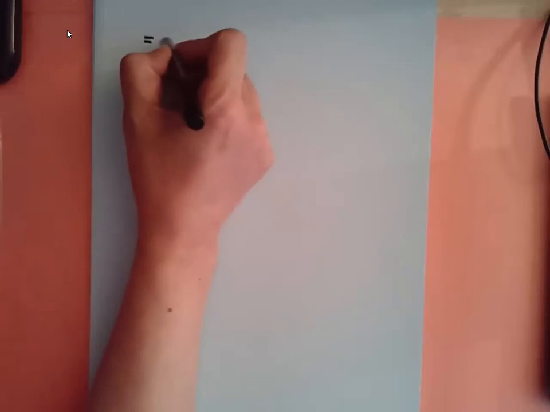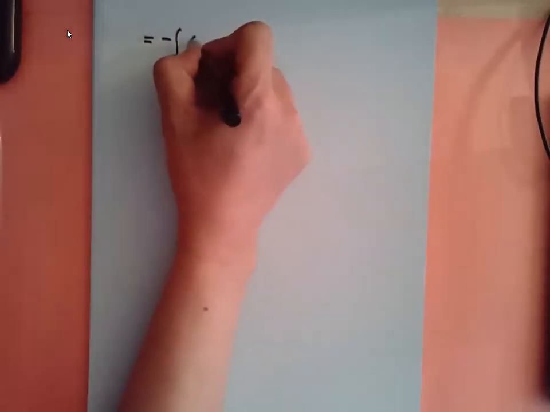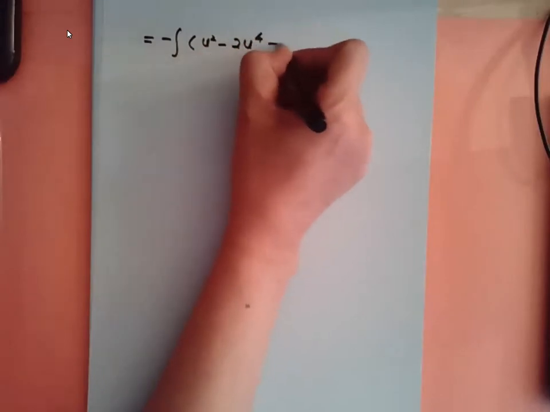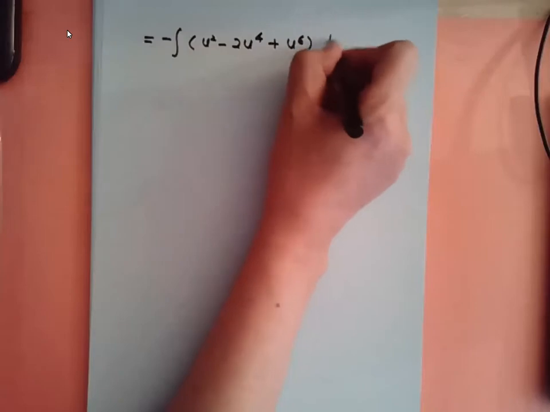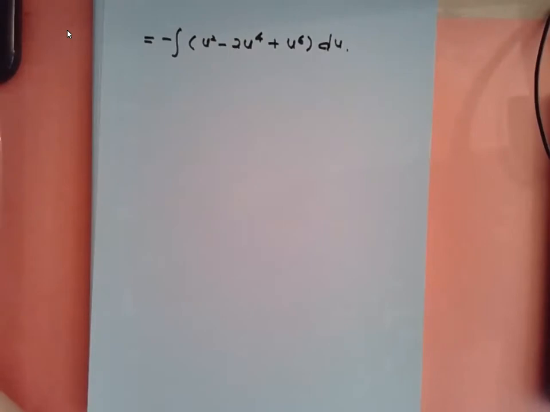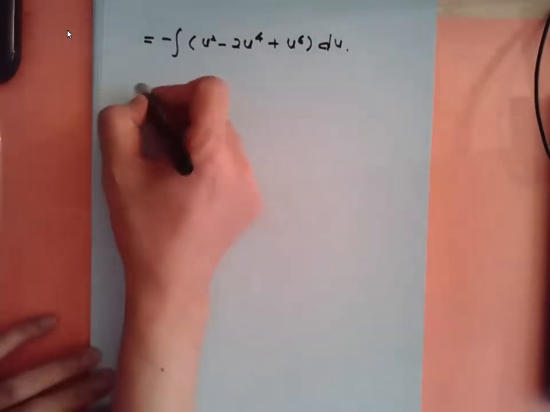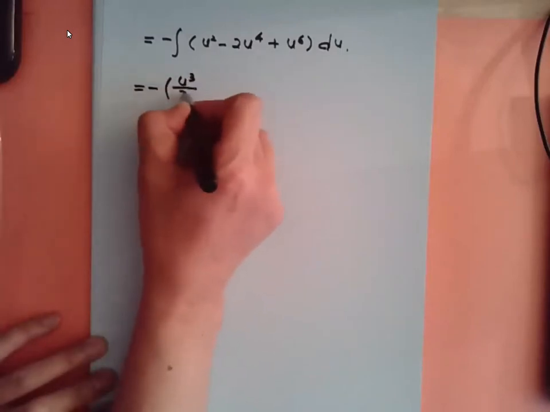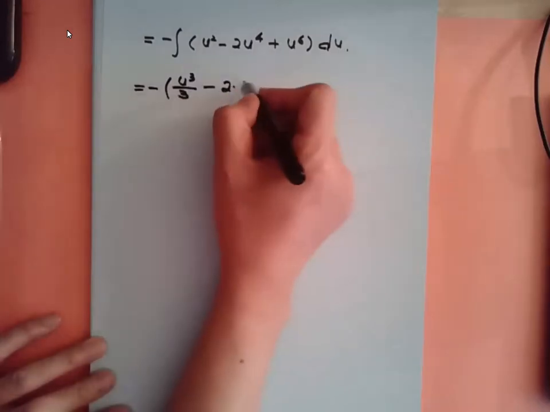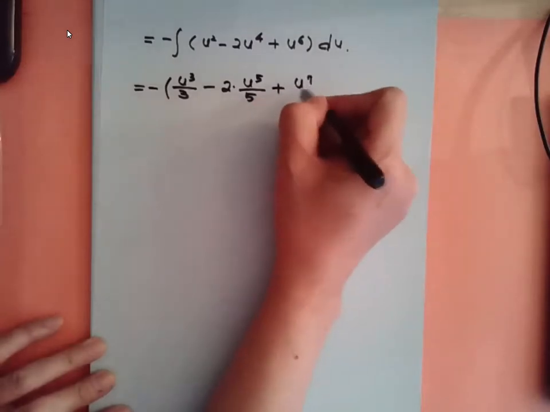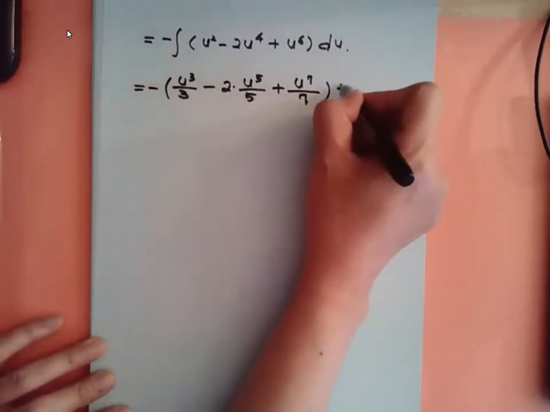Then that is minus the integration of u squared minus 2 times u to the fourth power plus u to the 6th power du. What I did was just a distribution. So that becomes minus u cubed over 3 minus 2 times u to the 5th power over 5 plus u to the 7th power over 7 plus c.